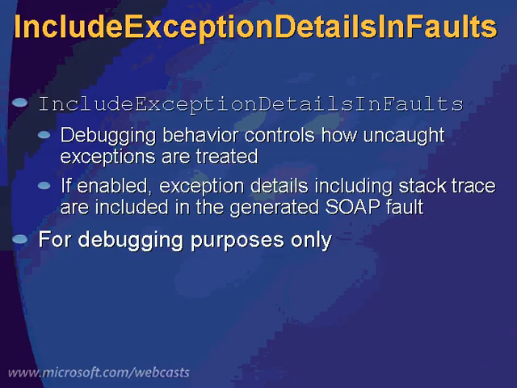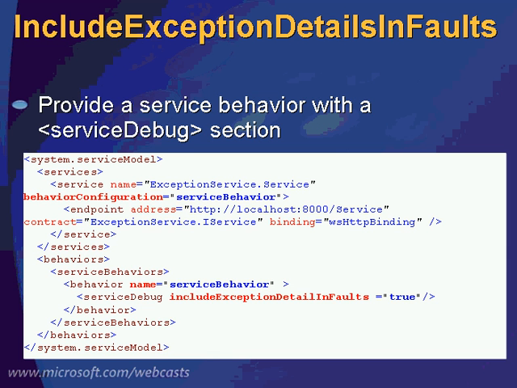So what you can do is you can turn on the setting or debugging behavior, setting the include exception details from false to true, which defaults to false. And so if you enable this, what happens is the details, including the stack trace, are actually flowed to the client. So clearly, because there's a stack trace, we don't want to do this in a production environment. How you enable this is you provide a service debug behavior, and that can be done declaratively with a service debug section as shown here.